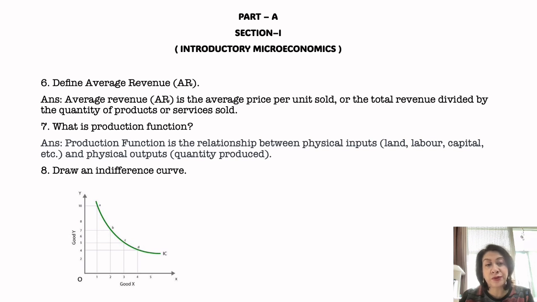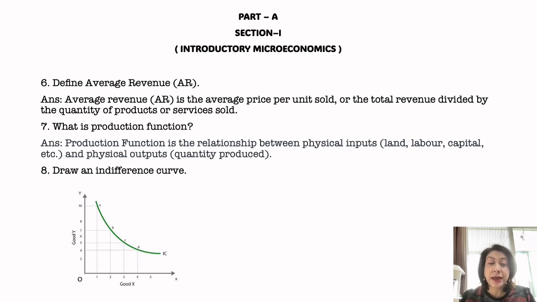Question number 7. What is production function? Production function, we know it is a mathematical relation between inputs and outputs. How do we define it? Production function is the relationship between physical inputs, land, labor, capital, etc., and physical output, that means the quantity produced.